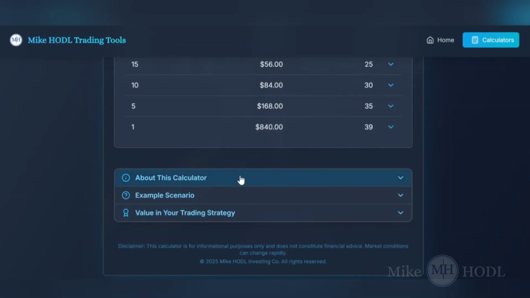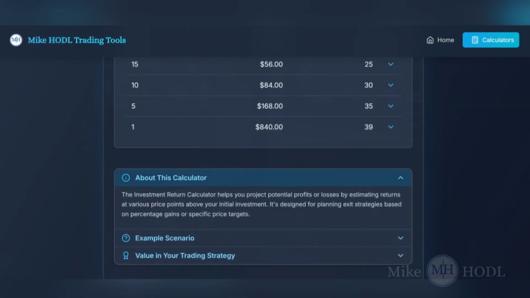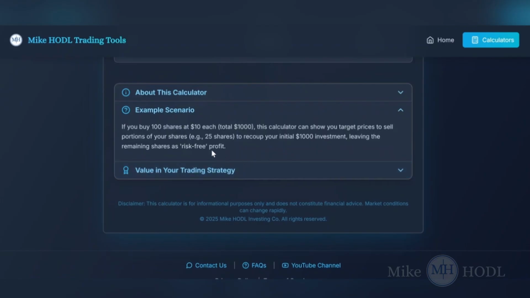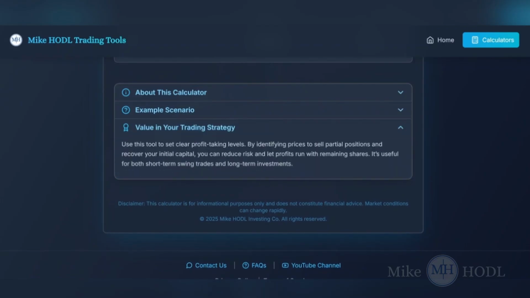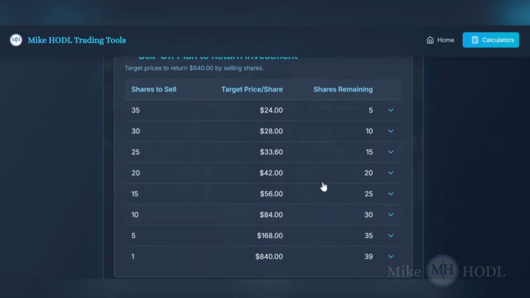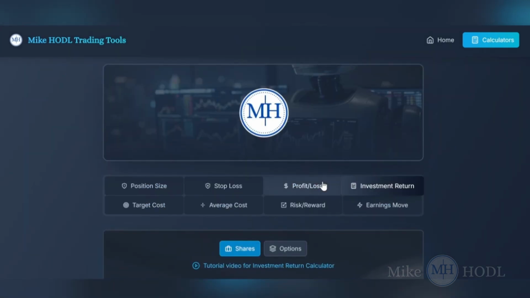And down here at the bottom is about this calculator, example scenario, and the value in your trading strategy. You can take the time to read over these, and that sums it up for the Mike HODL Investment Return Calculator.